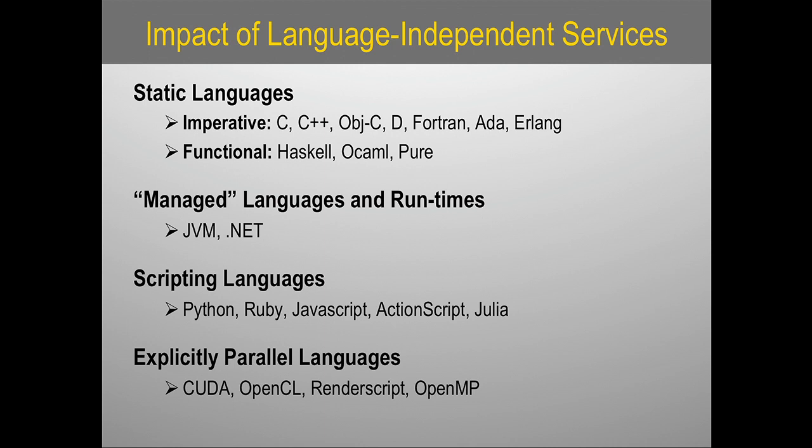Language-independent services have been used to build language implementations in a really remarkable range of different languages. In fact, I don't myself know of another infrastructure that has been used for such a diverse set of languages. If you know of one, I'd be interested to hear of it. But we've done static languages, managed languages, scripting languages, explicitly parallel languages. Not all of these are production quality. In fact, many of these are experimental. But there are real implementations that work for reasonable subsets of the languages. And some of these, of course, are production quality.